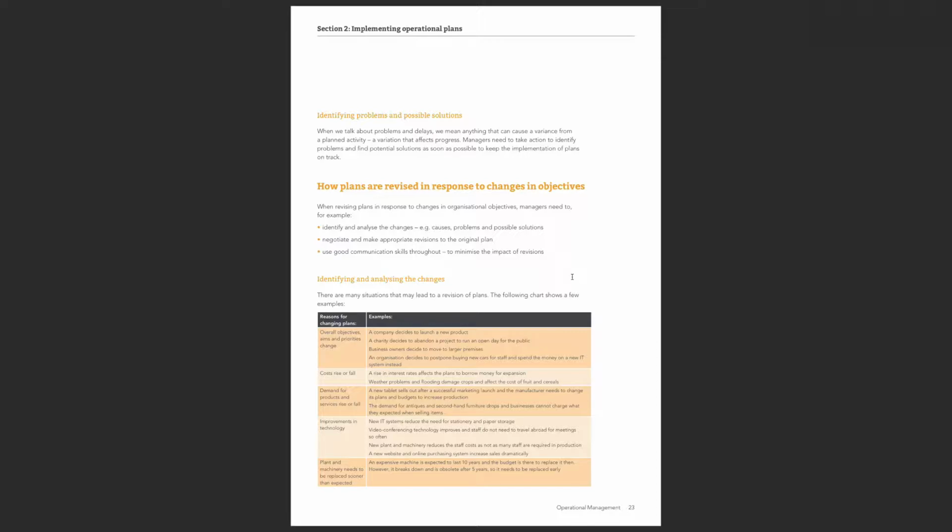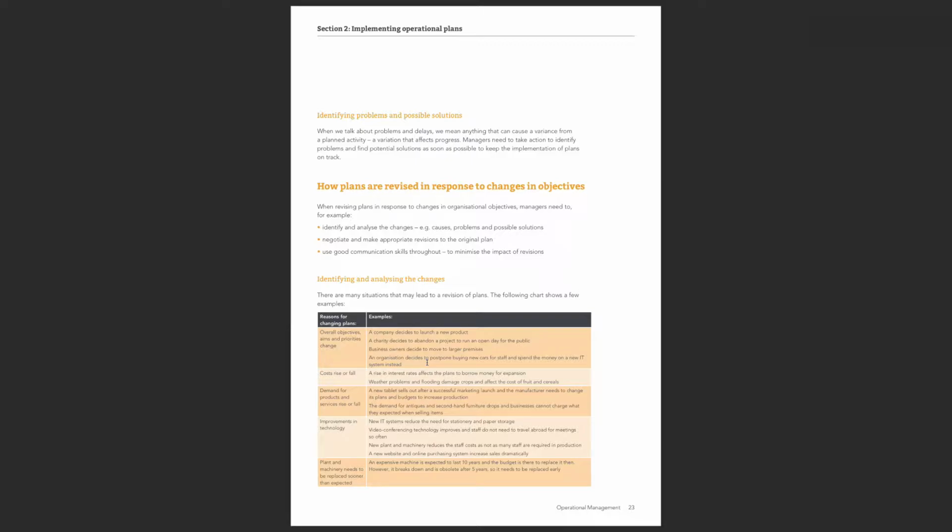On page 23, you can look on the chart where it has reasons for changing plans on the left and the examples on the right. For instance, if the overall objectives, aims and priorities change, that might happen as an organization decides to postpone buying new cars for staff and spend the money on a new IT system instead.